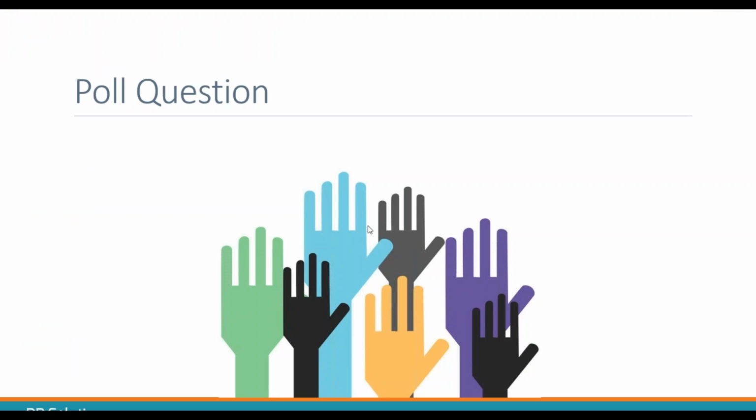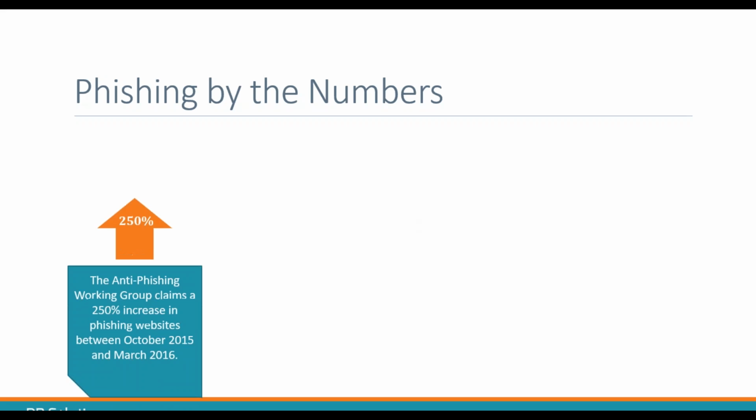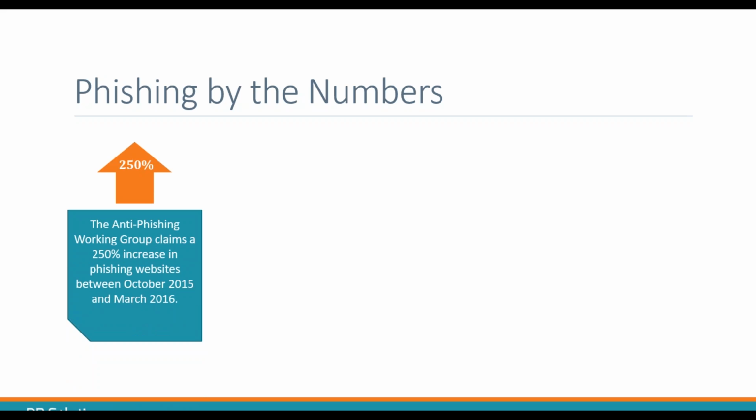All right, let's resume here. So here are a few statistics specifically about phishing and where we're at today in terms of a threat. Between October 2015 and March 2016, the Anti-Phishing Working Group, and you can check them out, they have a website with a lot of good information for the public about phishing, reported a 250% increase in phishing websites.